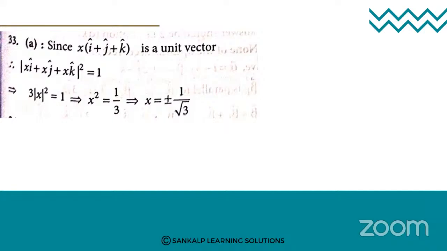So 1 upon root 3 is the final answer. This is how we can simplify this and get the value of x as plus or minus 1 by root 3. So option A is the right option.